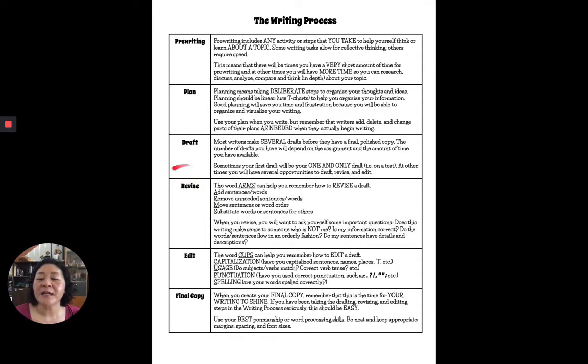So here comes the next step, revise. When you are revising a writing, you will want to think of the word ARMS.